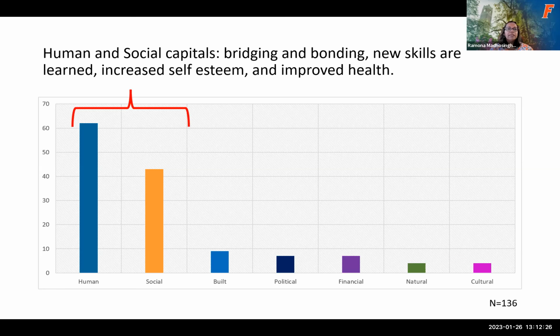So on this particular slide, we see human and social capitals again being pretty high. Again, going back to the notion of it really underscores the value of a Master Gardener program in terms of bridging and bonding, the skills that you are learning, your improved health, and health is mental health, physical health, emotional health, all of those go together to promote self-esteem.